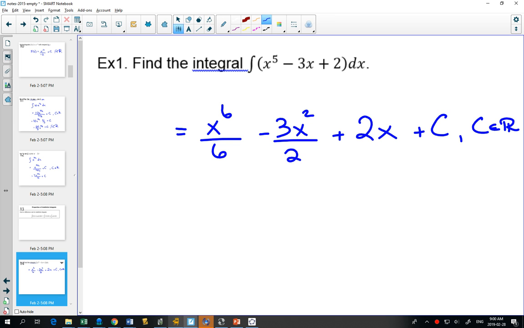Something you might do on your quizzes and tests is as soon as you get your test, write a big plus c at the top so that you remember to add it every time you do an indefinite integral.